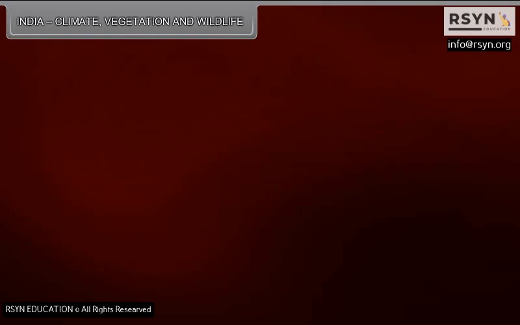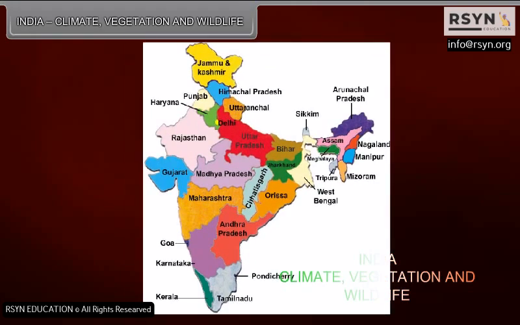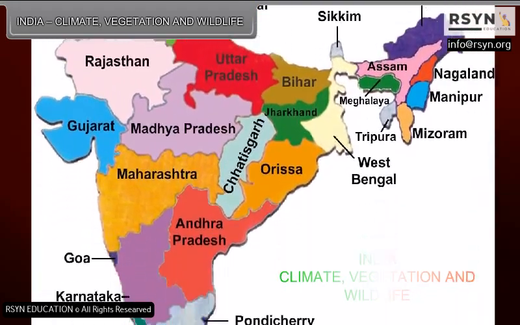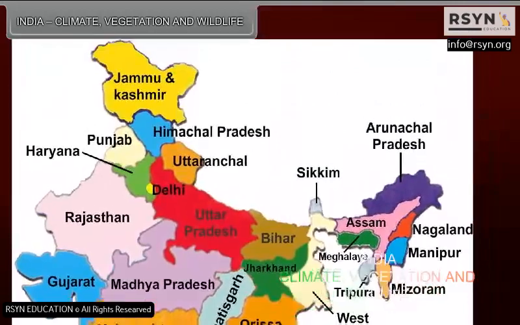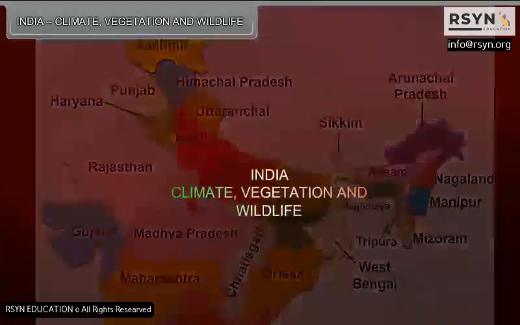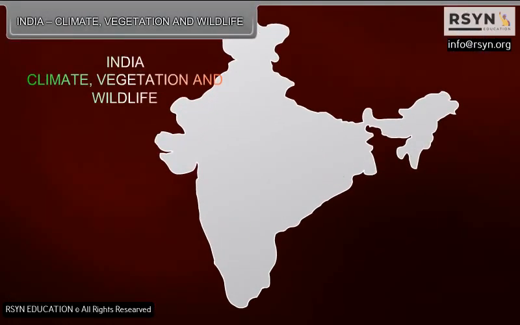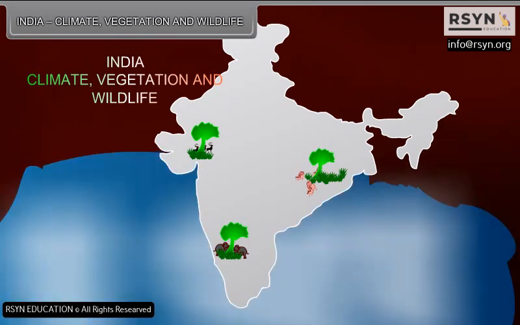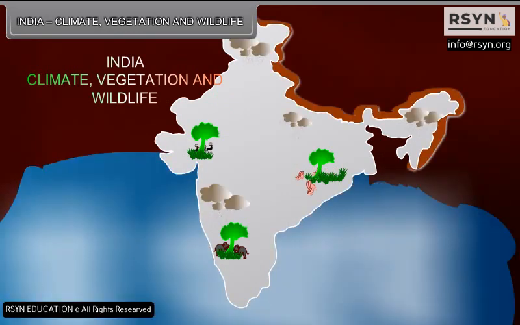India, climate, vegetation and wildlife. India is a large-sized country. It has a variety of relief features. The vast size, varied relief features, latitudinal extent, proximity to the sea and the direction of monsoon winds are the important factors which affect the climate of India.